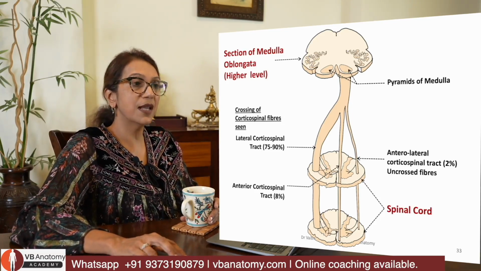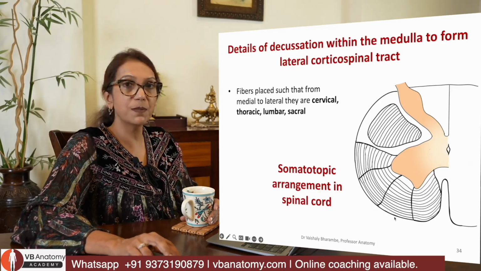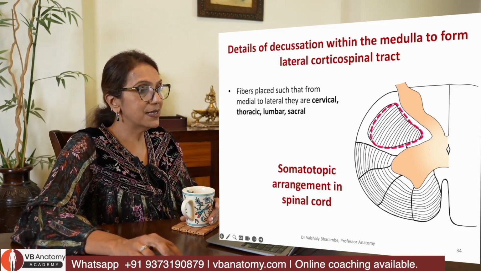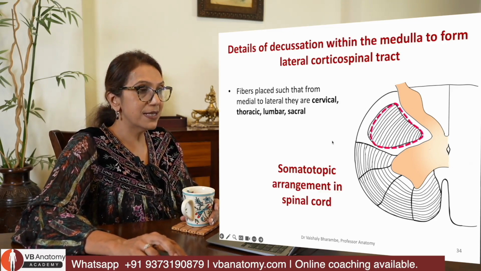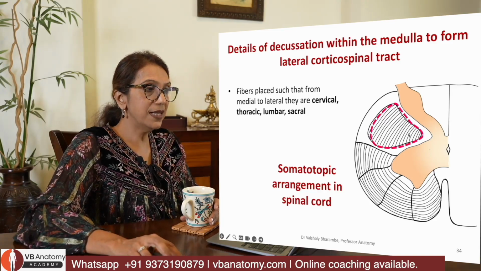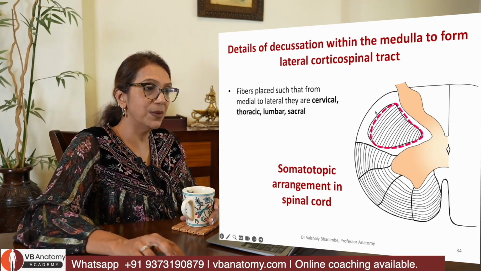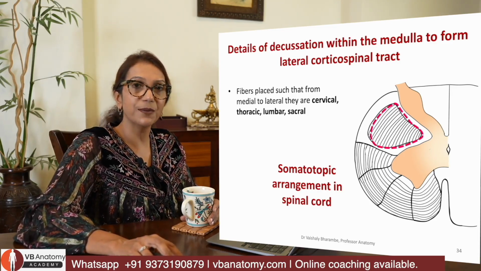Finally, these fibers now descend in the spinal cord. So now this is a section of the spinal cord. They sit in the spinal cord here in the lateral funiculus, such that the fibers are from medial to lateral, cervical, thoracic, lumbar and sacral. This is their somatotopic representation. Okay.